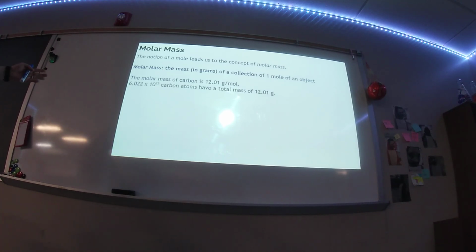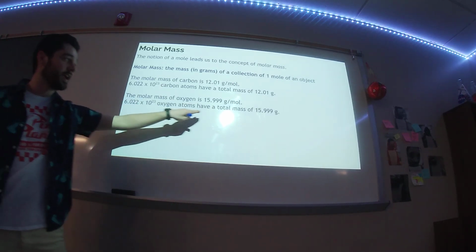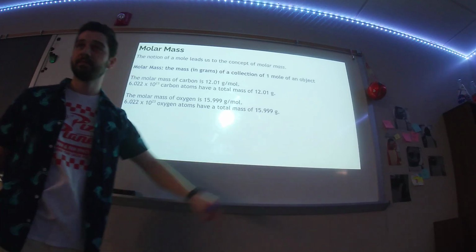Okay, another way of saying that, 6.022 times 10 to the 23 carbon atoms have a total mass of 12.01 grams. Okay, that's just translating into a sentence. Okay, molar mass of oxygen is 15.999 grams per mole. What that means is a mole of oxygen atoms has a total mass of this.